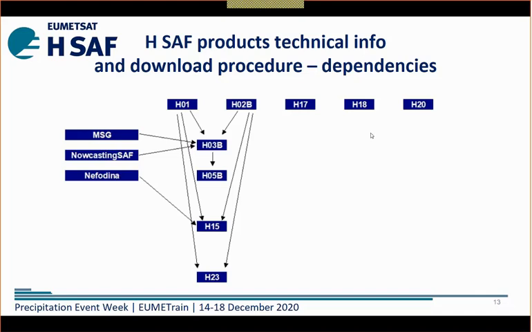H01 and 2B are mixed together with the MSG to produce the product number 3, and its total is product number 5. 1 and 2 again are used together with Nephodina to create H15. And last in this picture, 1 and 2 are mixed together to create the 23. The 23 is the same product that Luca introduced in his presentation a few minutes ago. This is the list of the products we are presenting now, but there are many more things in the near future and in the long-term future.